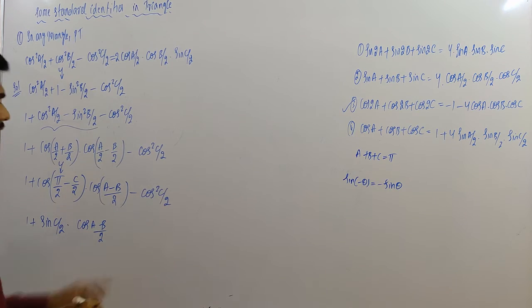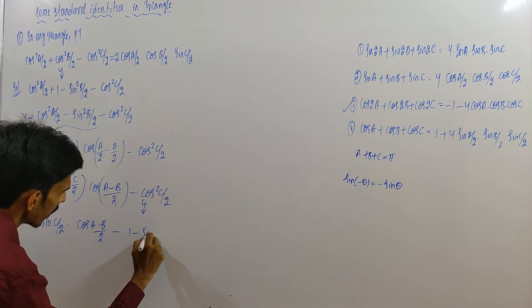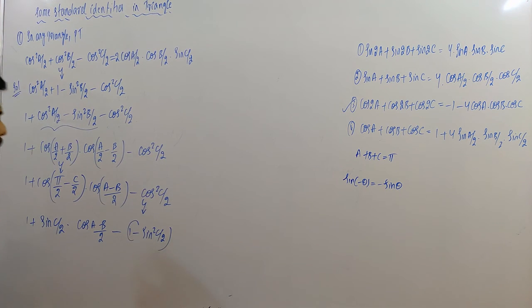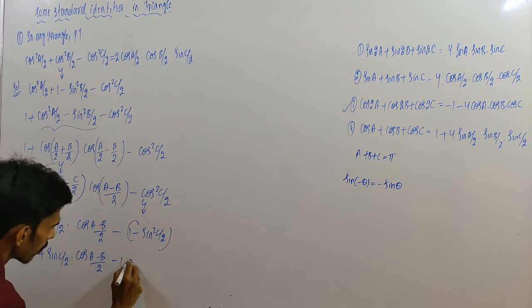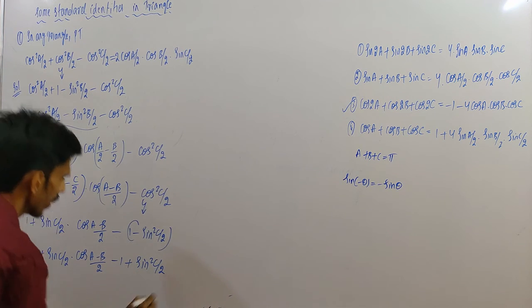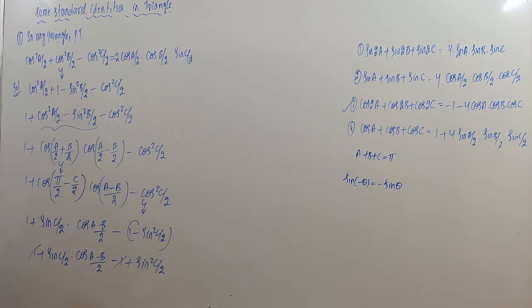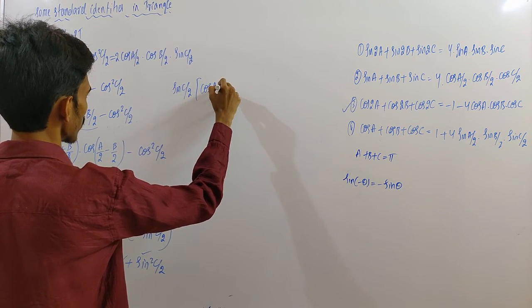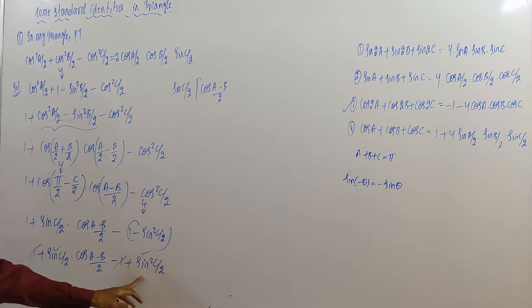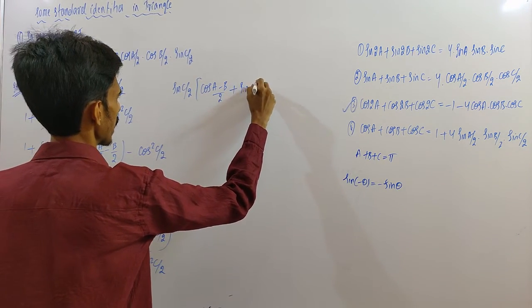Here we have sine, so convert this into sine. It will become minus of (1 minus sine square C by 2) by using identity. So it will become 1 plus sine C by 2 cos (A minus B by 2) minus 1 plus sine square C by 2. Now this one gets cancelled. Here we have sine and sine, take common. Sin C by 2 common, we have cos (A minus B by 2) plus sin C by 2.